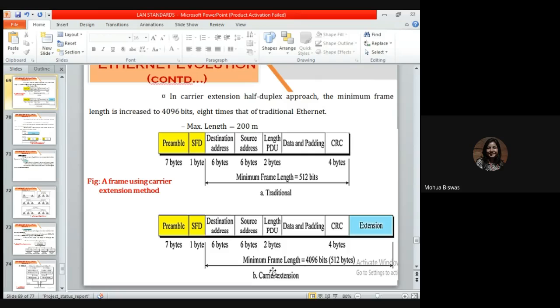In the case of Gigabit Ethernet, they have increased the minimum frame length to 4096 bits. That means we can say it is 512 bytes. It will transmit the frame, and if it does not fulfill the minimum frame length of 4096 bits, we have to go for padding. So this is the carrier extension for half duplex.